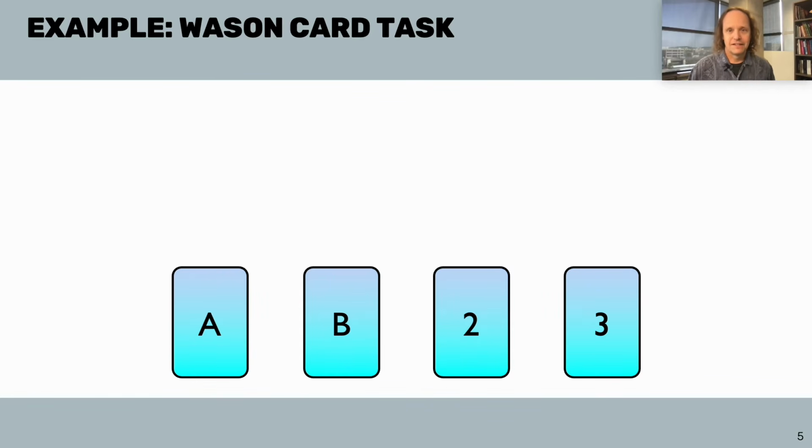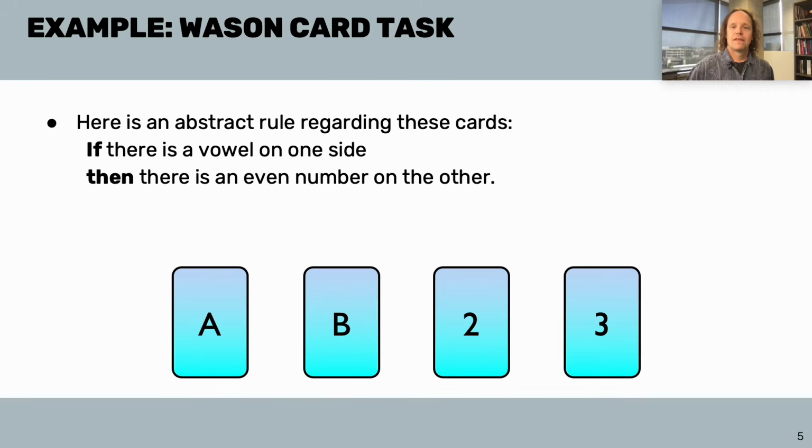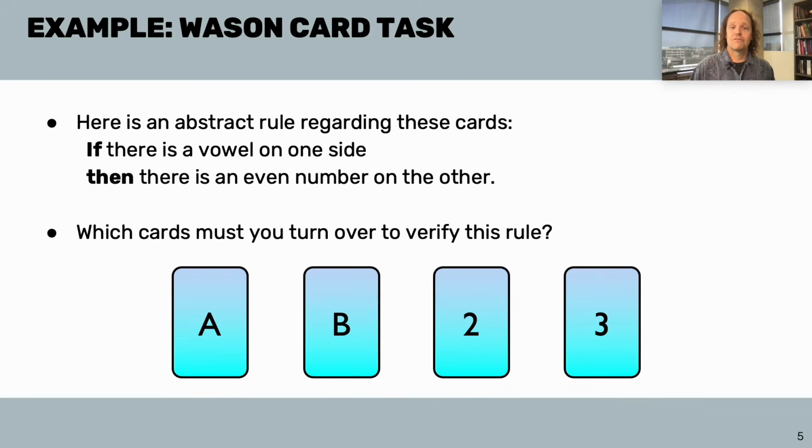Let's look at an example. Here's a task called the Wason card task. So you're confronted with 4 cards. On every card, there's a letter on one side of the card and a number on the other side. Now I'm going to give you an abstract rule about these cards, and your job is to determine which cards you have to turn over in order to determine that the rule is true or not of these cards. Here's the rule. If there's a vowel on one side, then there has to be an even number on the other side. Remember, your challenge is to determine which cards you must turn over in order to verify this rule.